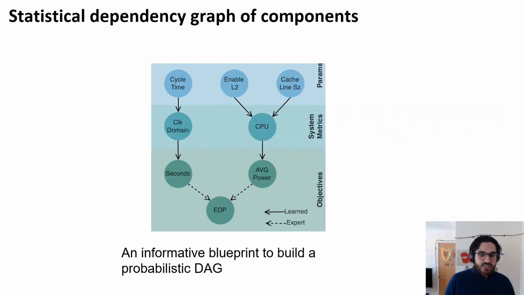Finally, we produce this structure, and it captures the statistical dependency of the components in the system. But while this is useful, it's not something you could still generate samples from. It's not something you could use to optimize and run standard Bayesian optimization techniques.